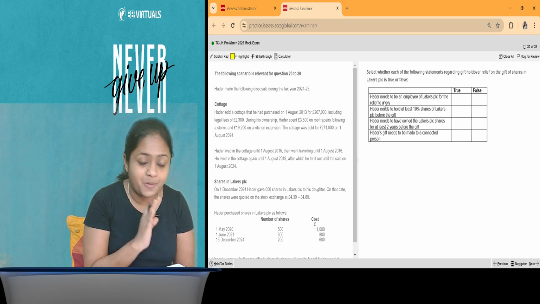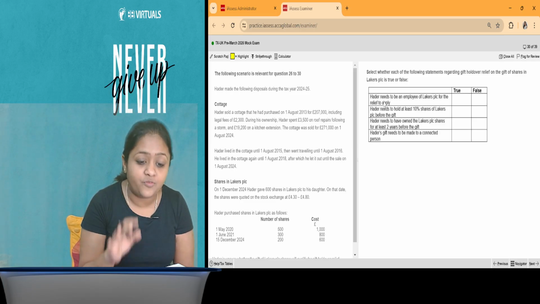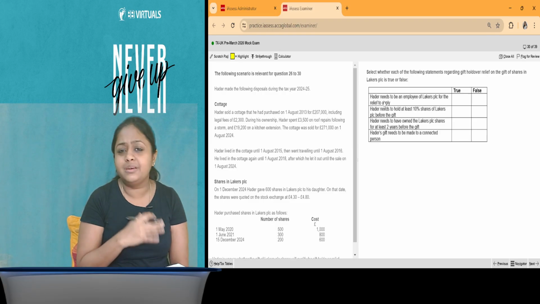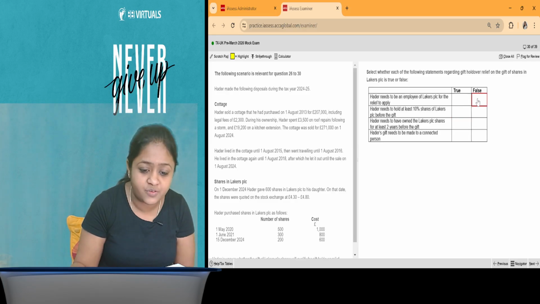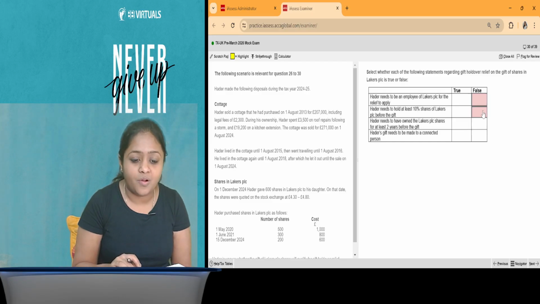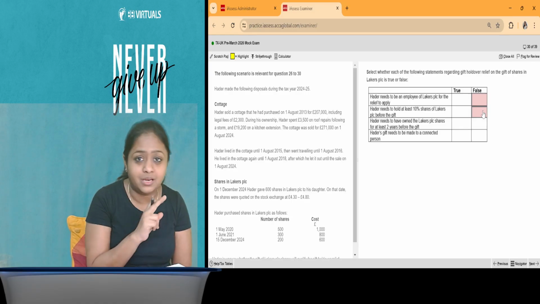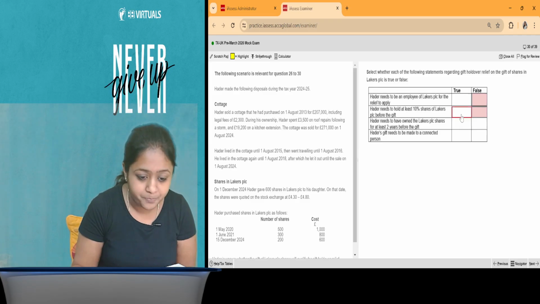We will see with respect to the scenario. Heather needs to be an employee of Lakers company for the relief to apply. No, for gift holdover, no. We just need that for BADR. It's a false one. Okay, now next. Heather needs to hold at least 10% of shares. No. We don't have any such criteria for gift holdover relief. We have the same criteria for BADR, and that is also not 10%, that's 5%.